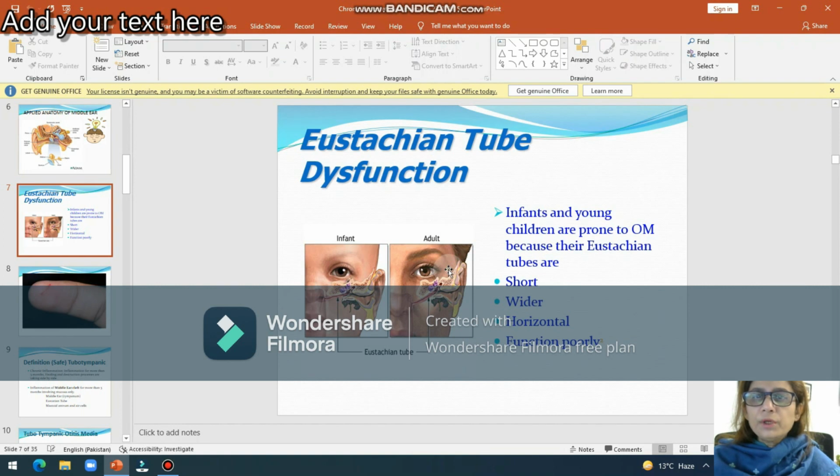So tubotympanic disease is related to eustachian tube dysfunction, related to nose and paranasal sinuses, or related to abnormalities in the nose and paranasal sinuses. So it is common in children because children have short, wider, horizontal and poorly functioning eustachian tube.